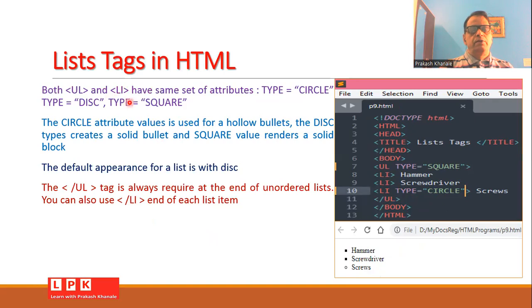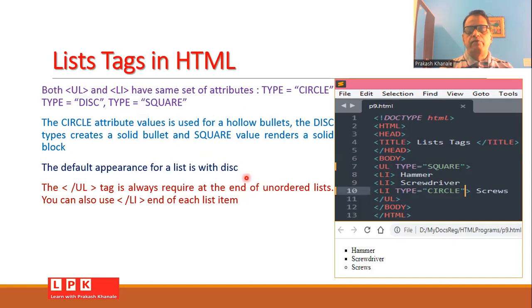Both the unordered list tag and the li tag will have the same attribute. That is, you can have type equal to circle, type equal to disk, or type equal to square. The circle attribute value is used for hollow bullets. The disk type creates a solid bullet, and the square value will render a solid block. The default appearance for a list is with the disk.